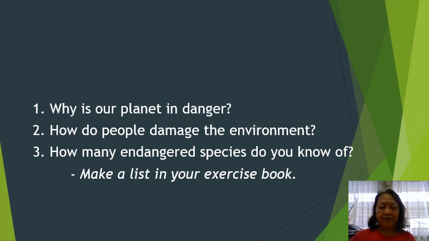Okay. Number 2. How do people damage the environment? Our irresponsible activities, human irresponsible activities, such as open burning, excessive use of harmful chemicals, plastics, and you can add on. And number 3, how many endangered species do you know of? Now, the orangutan, turtles. So you make a list in your exercise book. Okay, answer the 3 questions.